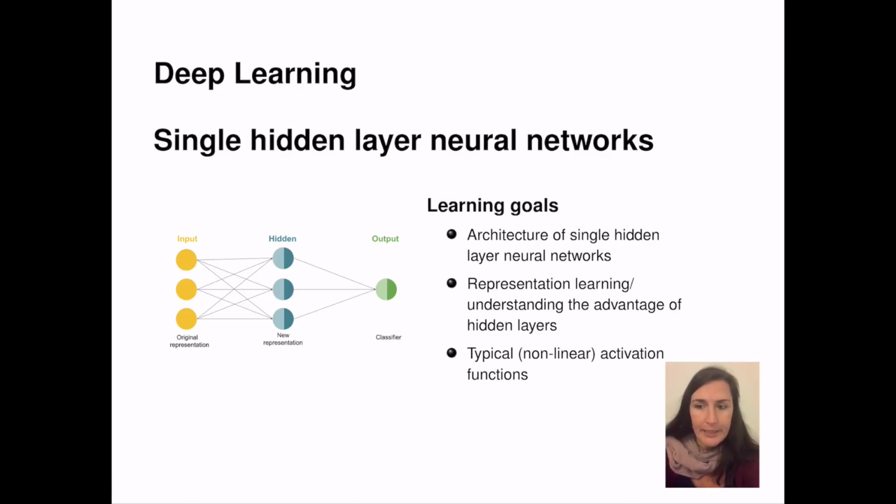In this lecture, I will explain single hidden layer neural networks. That is, we will see the architectures of neural networks with a single hidden layer. We will get an understanding of the advantage of using hidden layers, and by this, getting a better idea of the concept of representation learning. And in the end, we will see some typical activation functions.